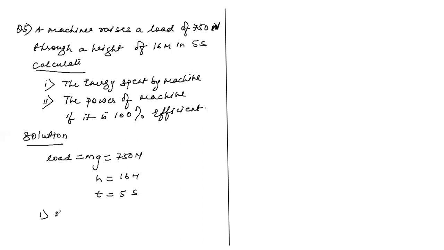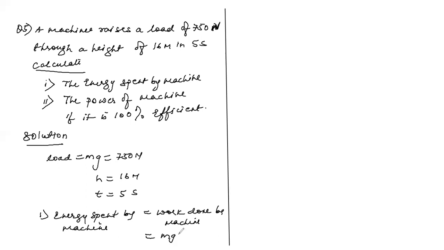The energy spent by the machine is the work done by the machine. Energy spent by machine is equal to work done by the machine. So what is the formula for work done? The work done is nothing but mg, force into displacement, mg into h. What is the mg, children? Mg is, you can clearly see, 750 Newton into h, which is 16 meters. So how much do you get?